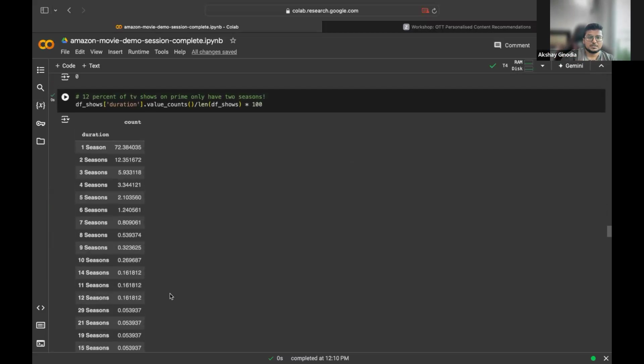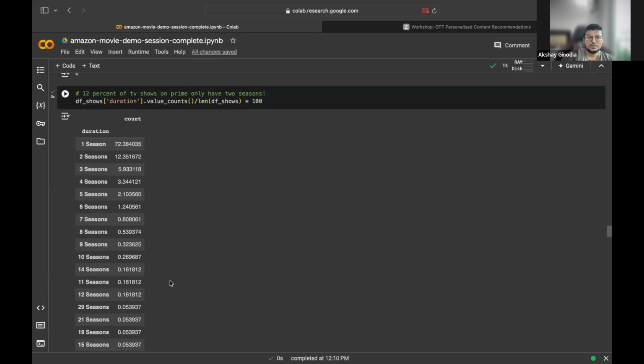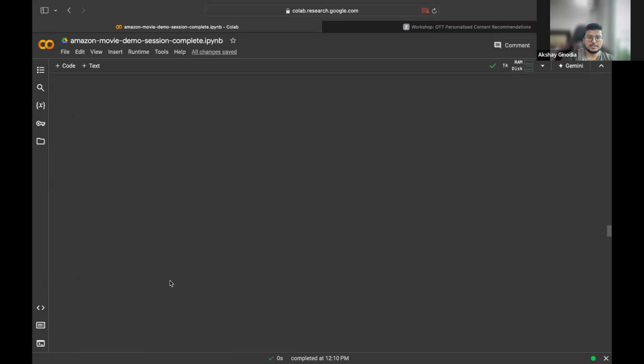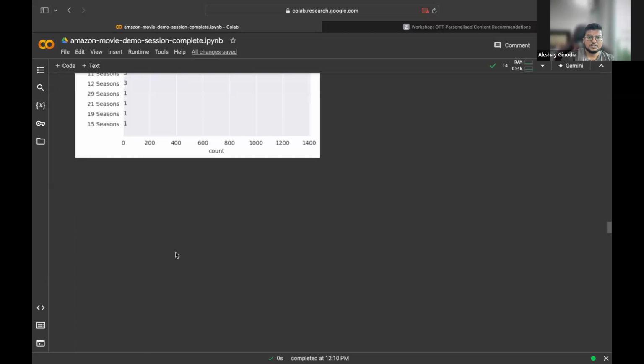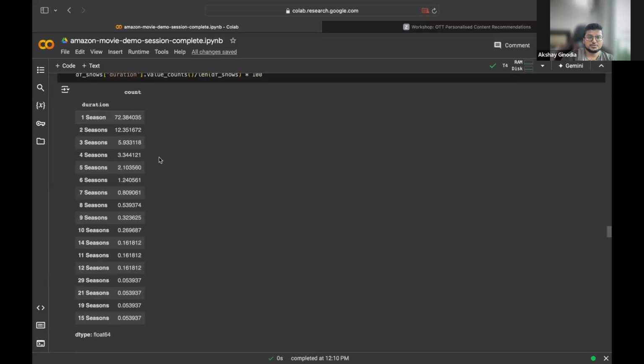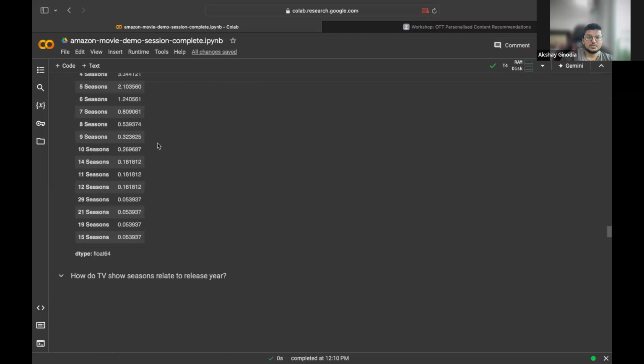So let's look at the percentage distribution of TV shows. Here we looked at the absolute counts, but now we are going to look at the percentage distribution of TV shows. So 70% are one season, 12% of the TV shows have two seasons, and so on.